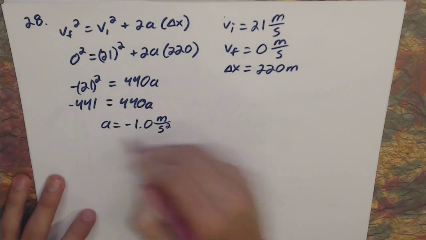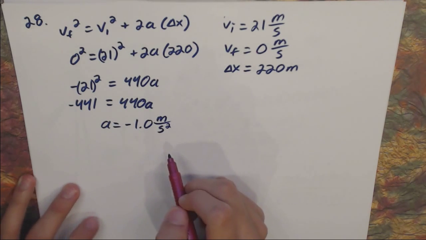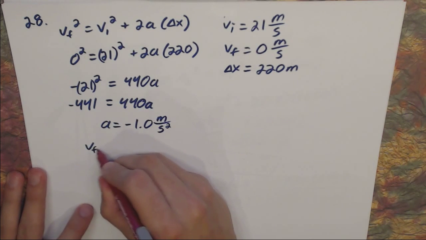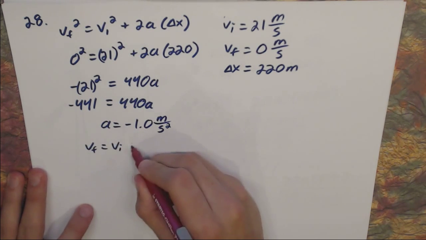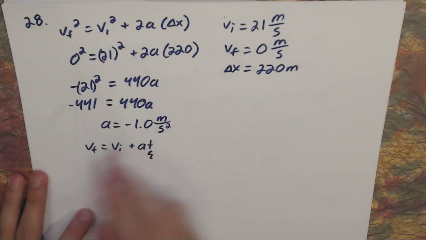So this is a two-part problem. This isn't even the answer to part A. This is just what we need to use to find the answer to part A. So now we're going to use the other equation we keep using, which is V final equals V initial plus AT. And we're looking for time. And we have everything else.